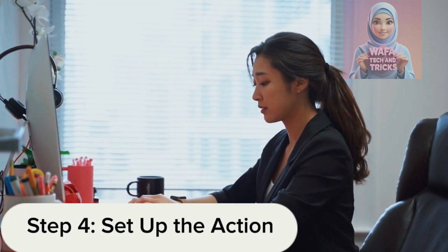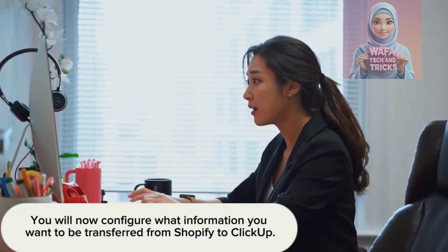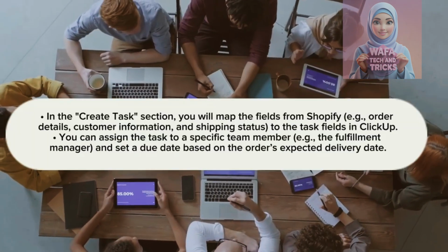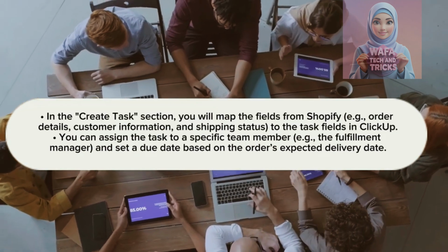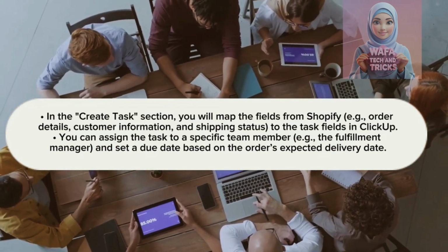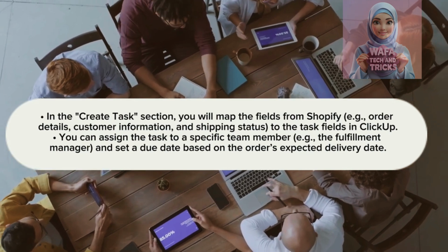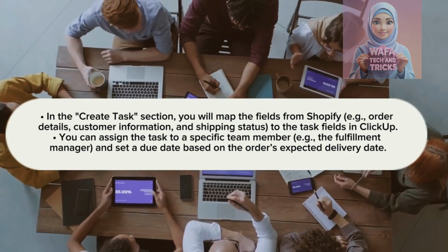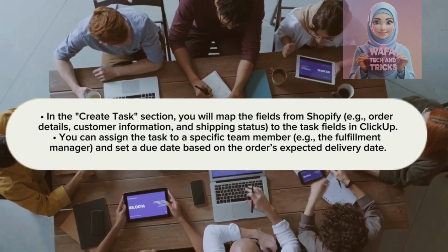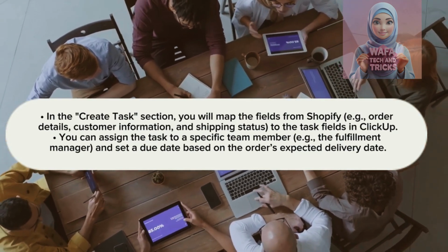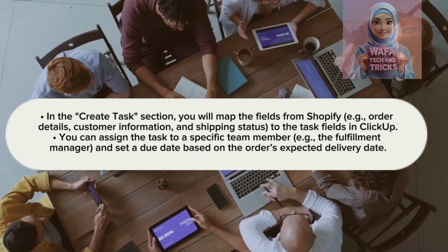Step 4. Set up the action. You will now configure what information you want to be transferred from Shopify to ClickUp. In the Create Task section, you will map the fields from Shopify, for example, order details, customer information, and shipping status to the task fields in ClickUp. You can assign the task to a specific team member, for example, the fulfillment manager, and set a due date based on the order's expected delivery date.